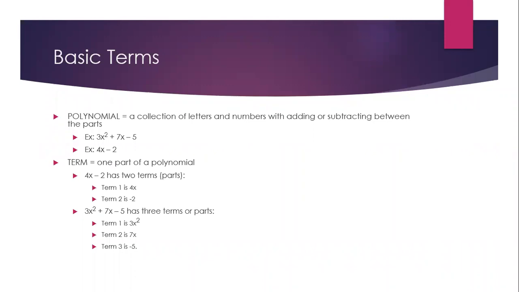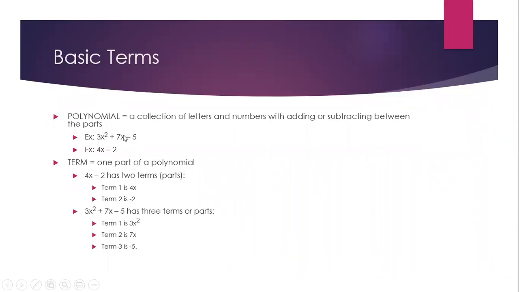All right, basic terms. So I'm going to basically go through a list of terms. Then I'm going to break all these down and give a little more information about each of these after I give a basic definition of it at the beginning. A polynomial is a collection of letters and numbers with adding or subtracting between the parts.